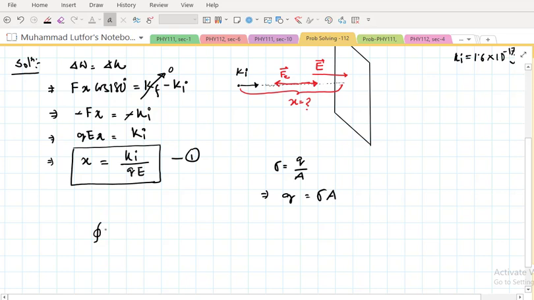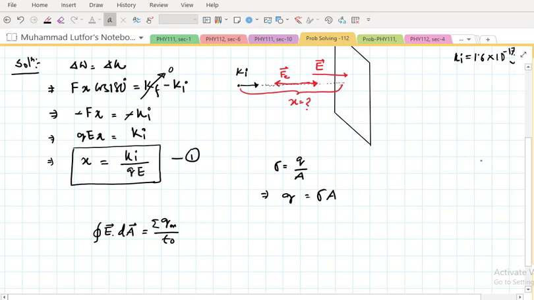So the closed integration of E dot dA must be equal to Q enclosed divided by epsilon naught, right? So this is actually the Gauss's law we are going to use.